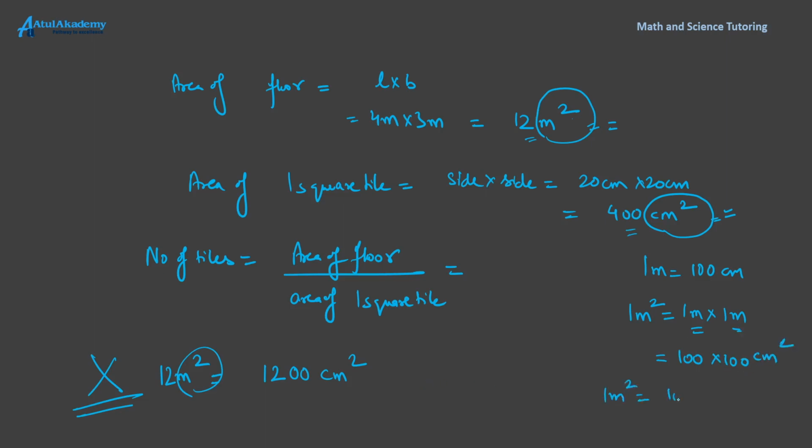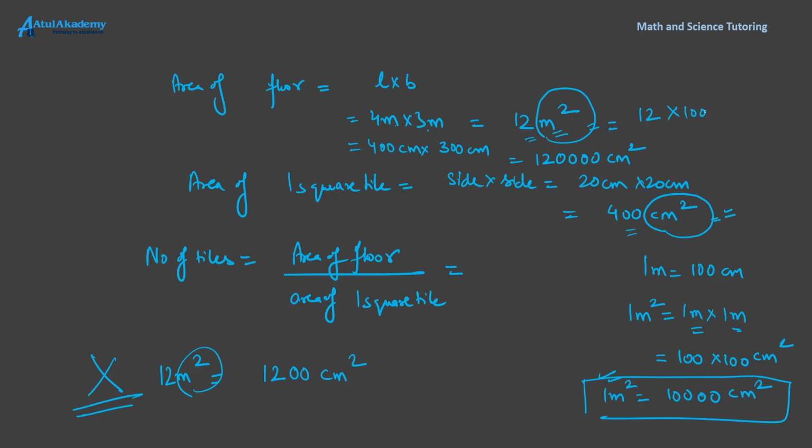So 1 meter square is how much? This much centimeter square. Very important step here. Or the best way is to change the meter: change 4 meter to 400 centimeter, 3 meter to 300 centimeter, and then you write it as 120000 centimeter square. One is this way. Another way, you wrote meter square, after that you know 1 meter square is 10,000 centimeter square, so write 10,000 and you will get the same thing.